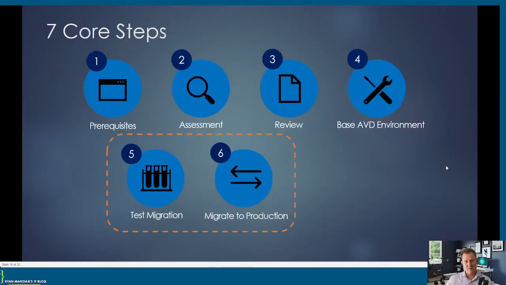So the 7 core steps to migrating, really. This is just an example, really. When you're looking at the steps, we've got prerequisites, assessment, the review, the base AVD environment. So basically doing a foundational setup, testing the migration, and then migrating to production. So we're going to test using a pilot proof of concept and then a full-blown migration.